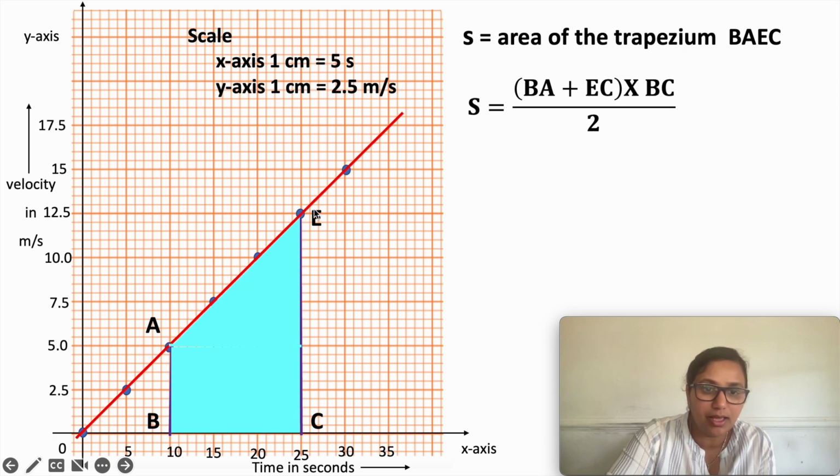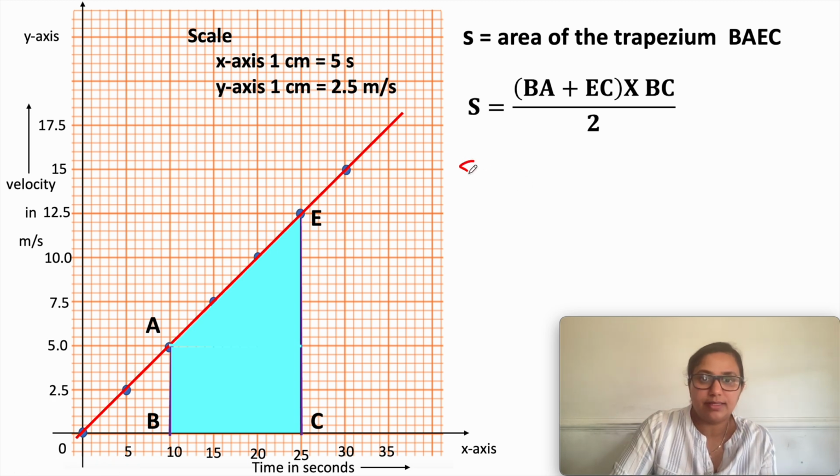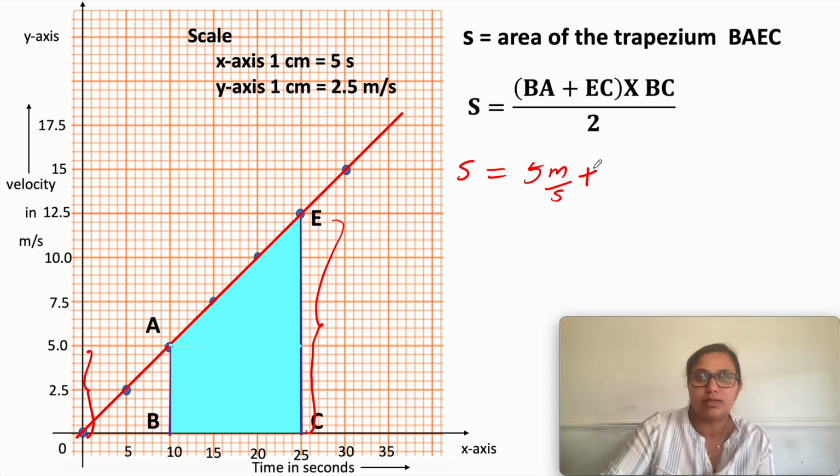What are the parallel sides here? AB and EC, into the perpendicular distance between them. So what is the perpendicular distance? BC. So how to calculate? S is equal to, what is BA here? BA is nothing but the distance, that is 5 minus 0 meter per second. So that is 5 meter per second plus, what is EC here? EC is this distance, 12.5 minus 0, that is 12.5 meter per second.